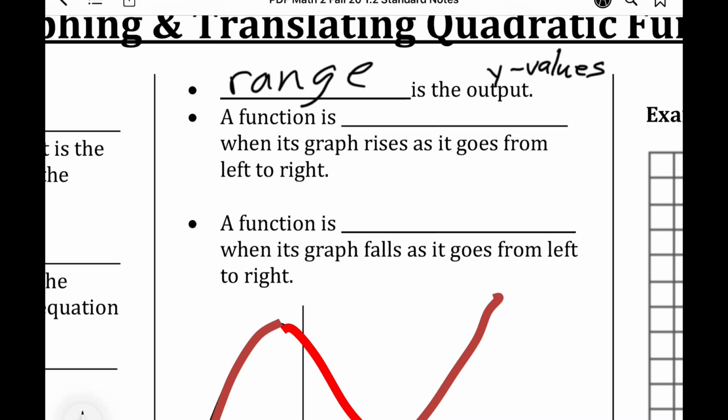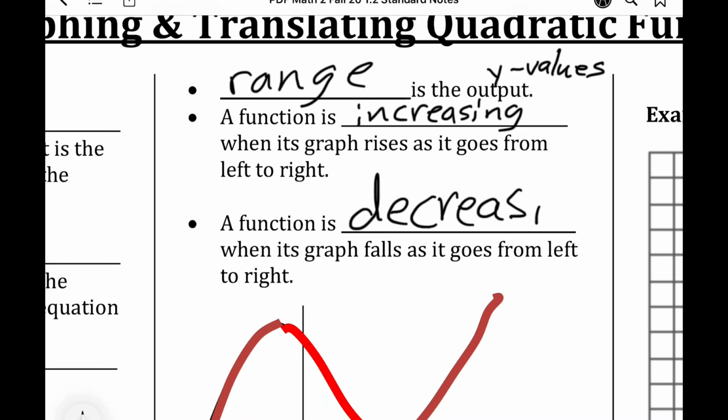A function is increasing when its graph rises as it goes from left to right. The function is decreasing when its graph falls as it goes from left to right.